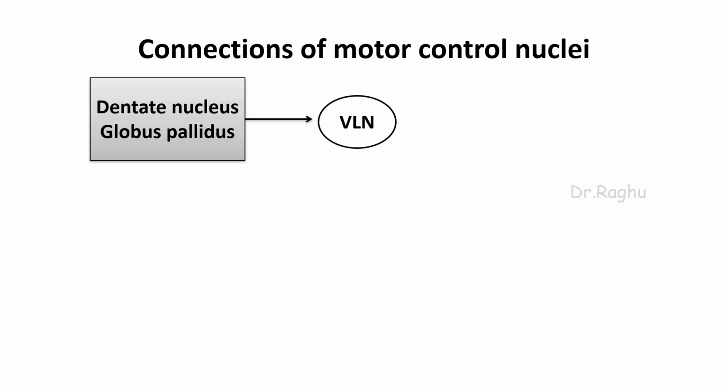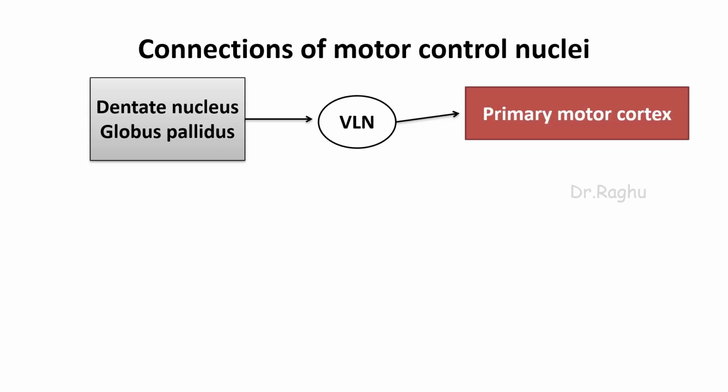And if you remember my classes on the basal ganglia and the cerebellum, I have told you that the neocerebellum is going to project outside to the dentate nucleus, and the dentate nucleus is going to project to the thalamus, and from the thalamus the information is again going back to the cerebral hemisphere. That is why it is called the cerebrocerebellum, and even the globus pallidus. So from here the efferents are going to the primary motor cortex.